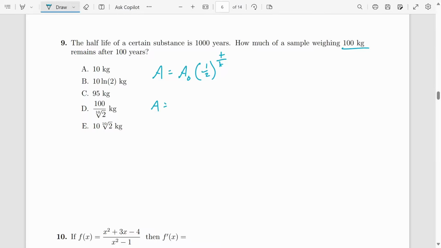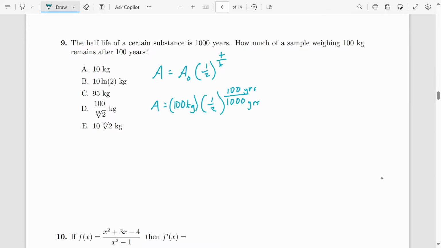So the mass of this is going to be a sub 0, the principal, which is 100 kilograms, times 1/2 to the power of 100 over 1,000. Since we have two different 100s here, it's probably useful if I put some units. That's what your math teachers always told you. Make sure to include your units. So 100 kilograms, 100 years, and another 1,000 years down there.